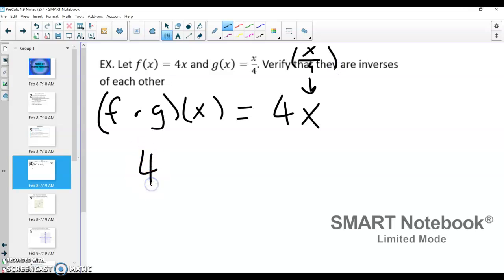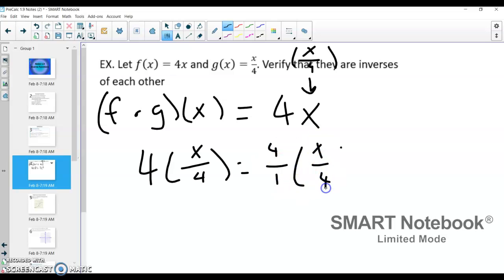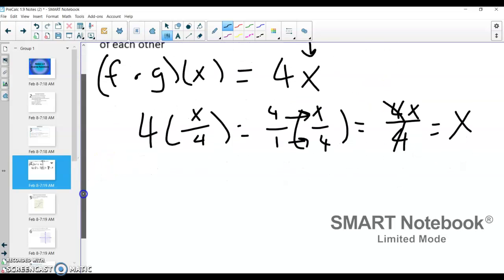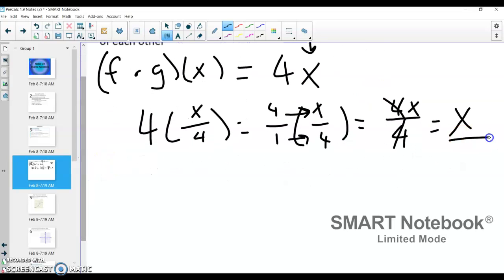So that becomes 4 times x over 4, which is the same thing as 4 over 1 times x over 4. Multiply top, multiply bottom, you get 4x over 4. The 4's cancel, and you're just left with x. And that's what we want to see when we're testing for these functions being inverses of one another. When you make them composite, you just end up with x.